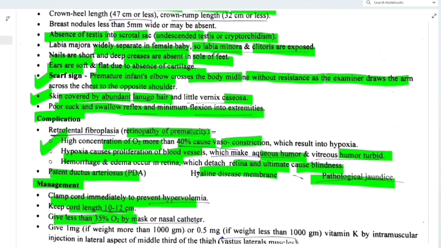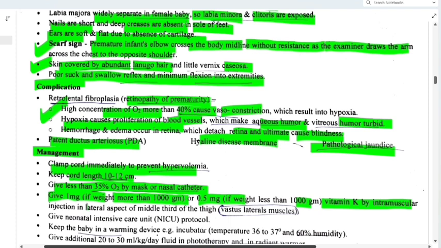Give less than 35% oxygen by mask or nasal catheter, because we are seeing that if we give high concentration, that is more than 40%, it will cause vasoconstriction. So we have to give less oxygen, that is 35% oxygen by mask or nasal catheter. Then give 1 mg vitamin K if weight is more than 1000 gram, or 0.5 mg if weight is less than 1000 gram, by intramuscular injection in the lateral aspect of the middle third of the thigh, that is the vastus lateralis muscle. Then admit to the neonatal intensive care unit on NICU protocol.